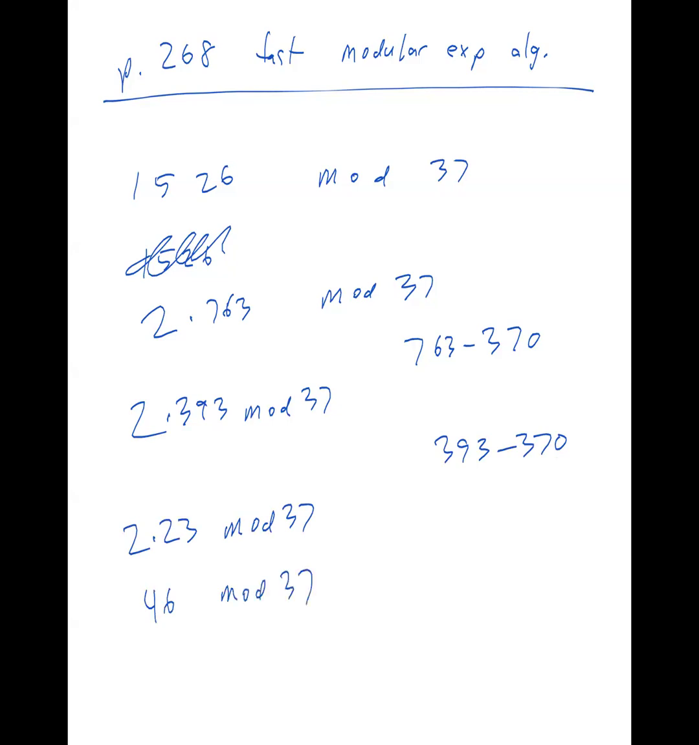And then what's 46 mod 37? Well, you can subtract any multiple of 37 from 46 to figure out the remainder. So what's 46 minus 37? It'd be 9, right? So we're left with 9. So 1526 mod 37 is equal to 9.